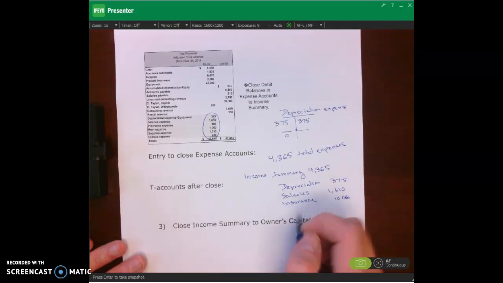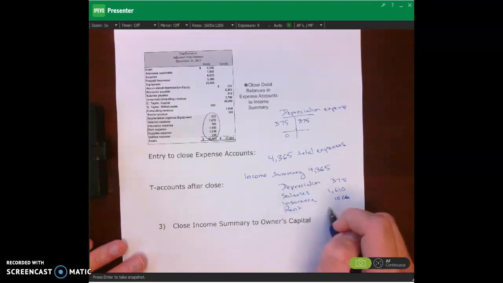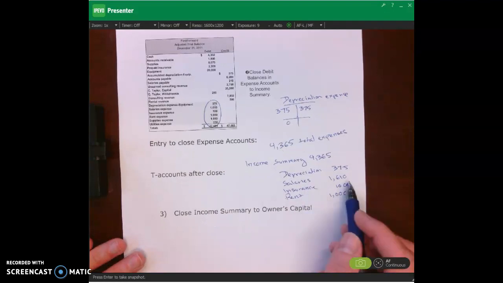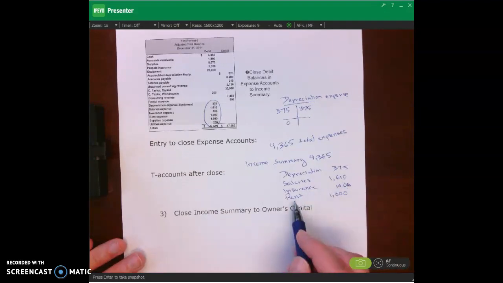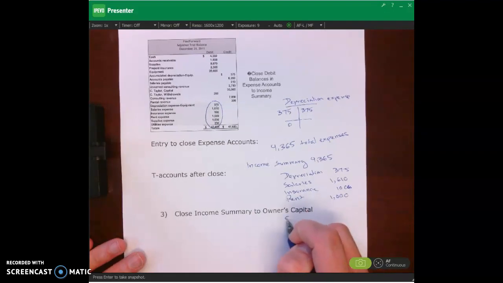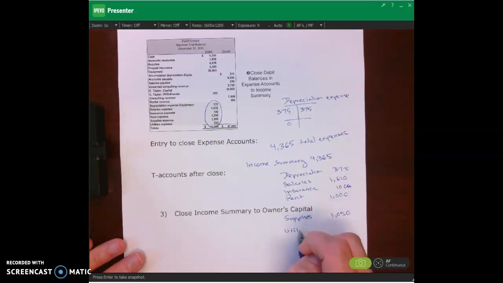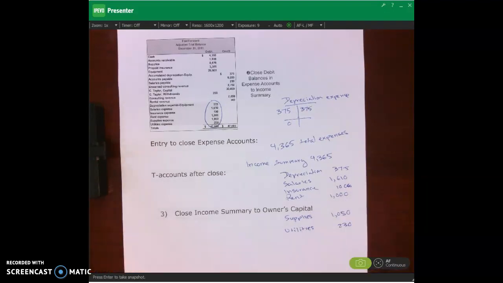Rent expense for my $1,000. So I'm crediting depreciation $375, salaries $1,610, insurance $100, rent $1,000. Let's see, supplies, 1,050, and then utilities for 230. And I think I got them all. Yep, I got them all. Just want to make sure.